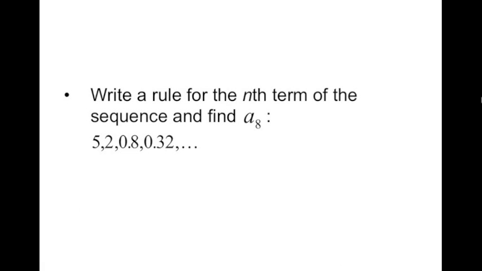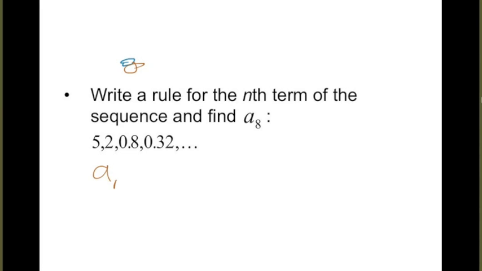Okay, this one is the same type of problem. Go ahead and try this one. Okay, so our formula is a sub n is a sub 1 times r to the n minus 1. We're going to let a sub n be our variable. A sub 1 means first number in the list, which is 5. R is the common ratio. It's what we're multiplying by each time.